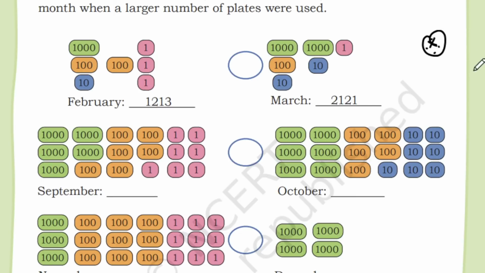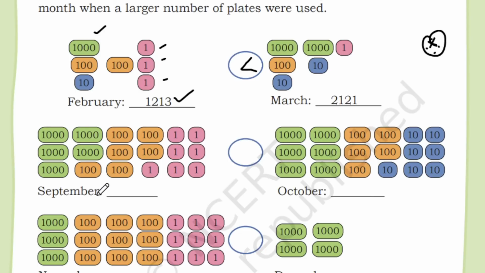Very, very important. So here, how many thousands do you have? You have 1 thousand, 2 hundreds, 1 ten and 3 ones. So 1213, because this is 1, 2 and 3. And here how much do you have? 2121. So this is 2121. Which is greater? This one is greater now.